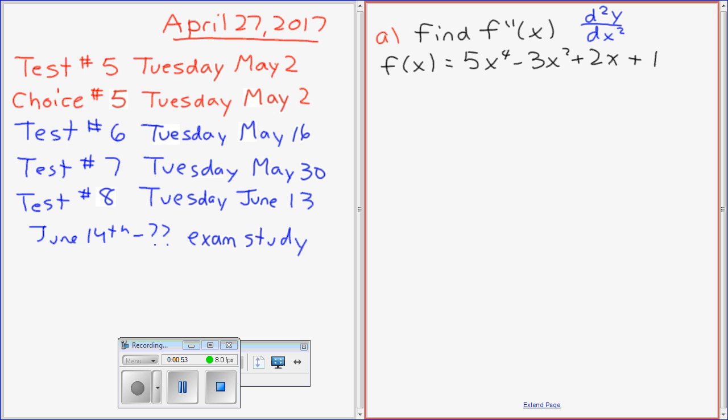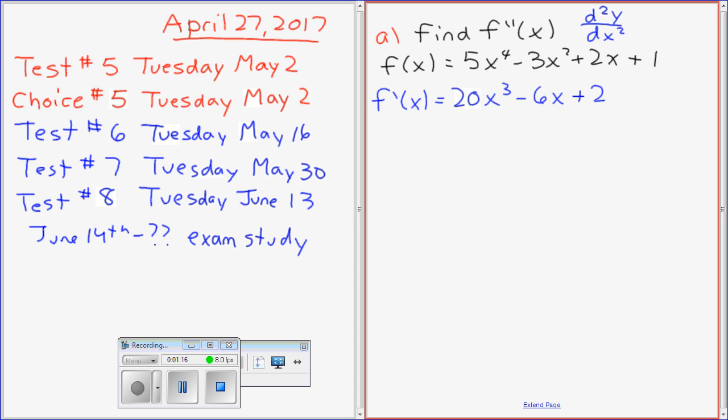All right, Chris, would you like to start, please? We're finding the first derivative. Yeah, for the first derivative, I found 20x cubed minus 6x plus 2. Okay, good. And if you remember, the 1 just disappears, and everything else goes.